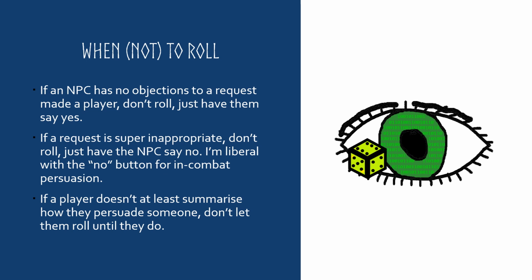But outlandish requests aren't the only things that I will push the no button for. If a player just says, "Can I persuade him?" without giving any sort of roleplay, I will stonewall them for as long as it takes until they give me at least a summary of what they are requesting, how they are making the request, what arguments, tactics, yada yadas they happen to be using, and then, and only then, will I give them a difficulty and let them roll.